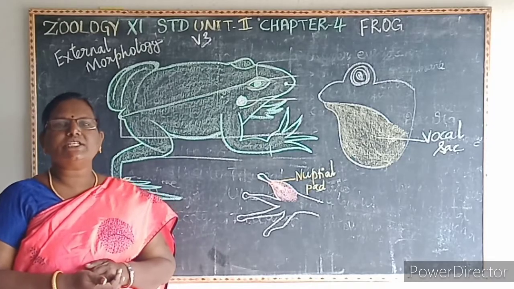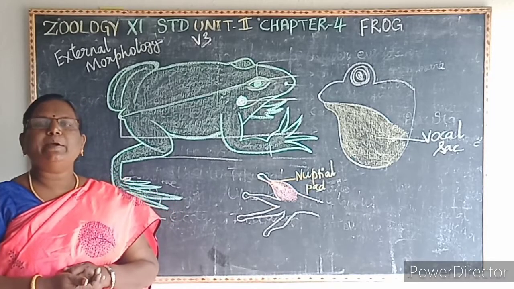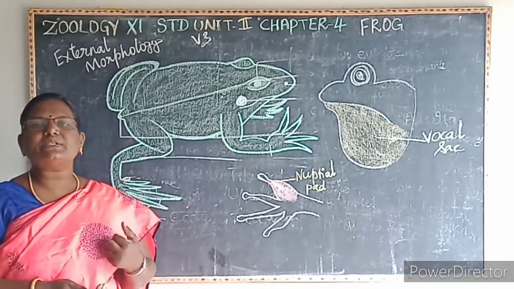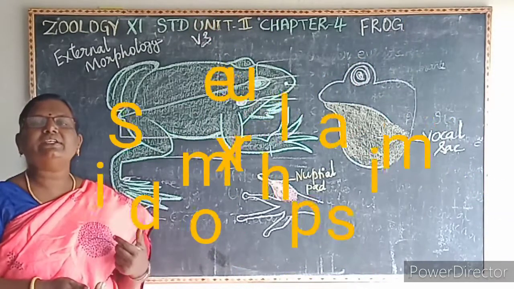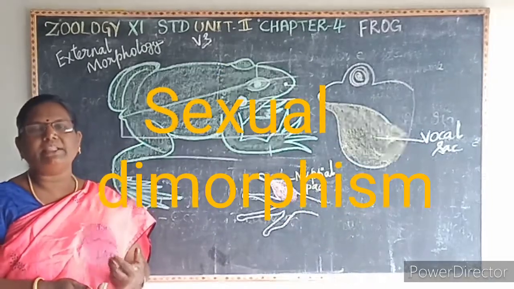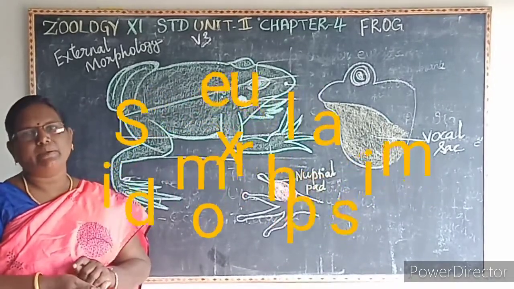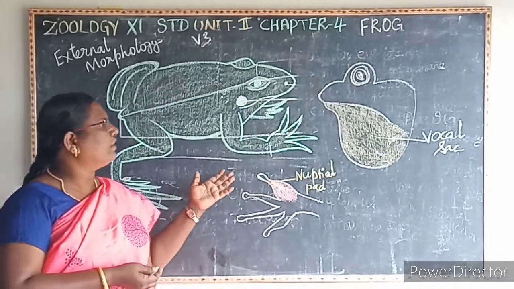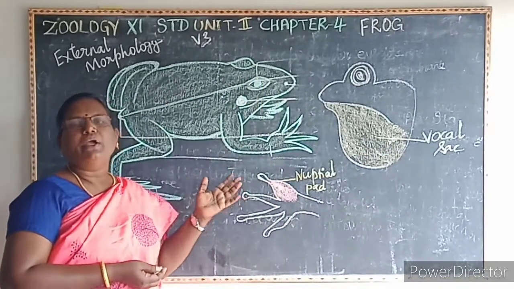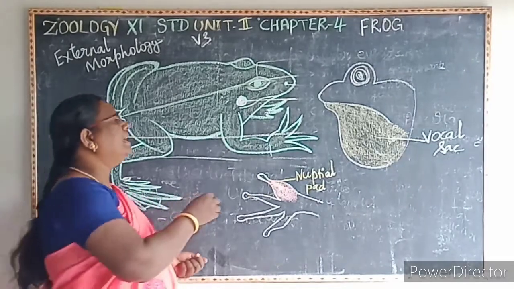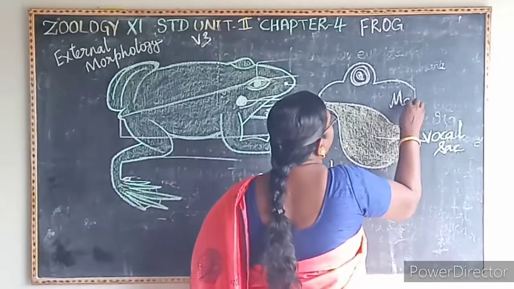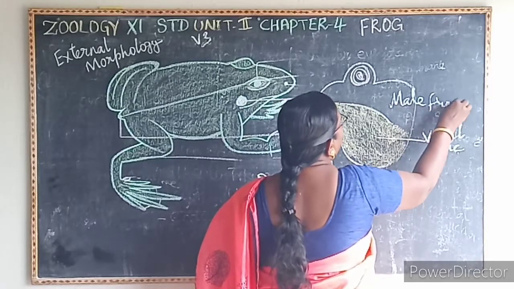What is meant by sexual dimorphism? When you are able to identify the differences between the male and the female, that is known as what? Sexual dimorphism. So here also the frog shows sexual dimorphism. You can differentiate the male and the female frog. In the male frog, you can see the vocal sac and the nuptial pad.